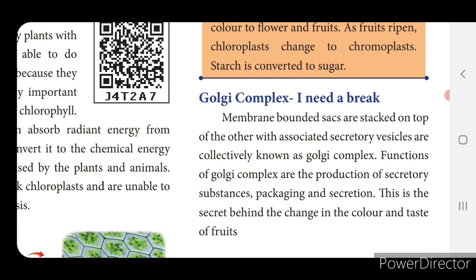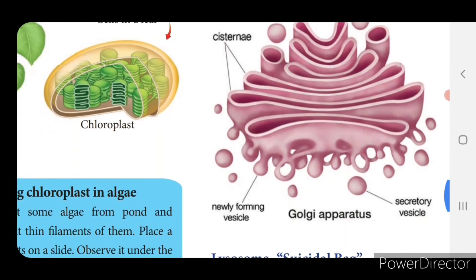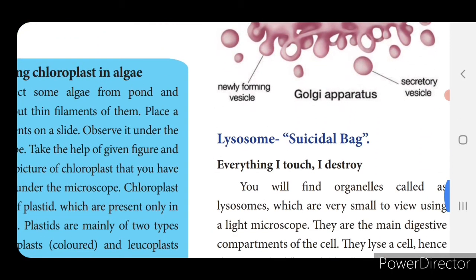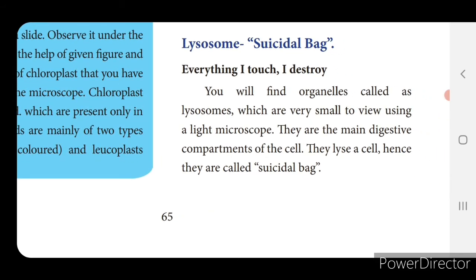So this is responsible for the secretion. Collectively it is associated with secretion, and the functions of Golgi complex are the production of secretory substances, packaging and secretion. The structure of the Golgi body is given here. You can observe that. The next one is lysosome. The other name for lysosome is suicidal bag.